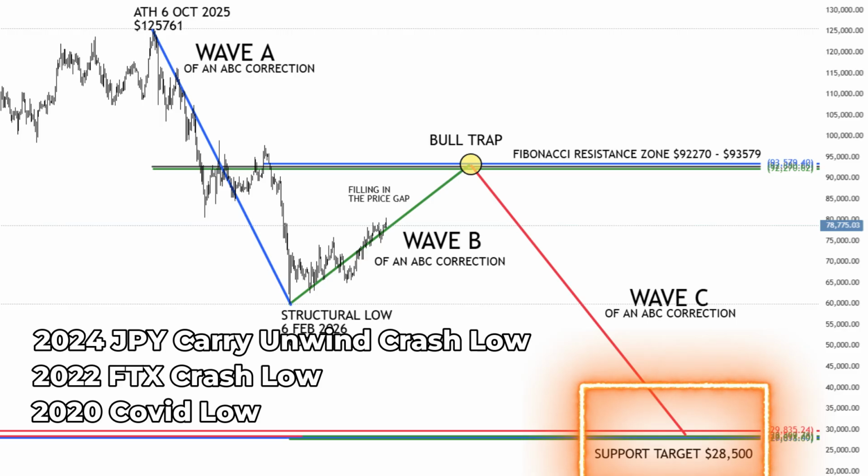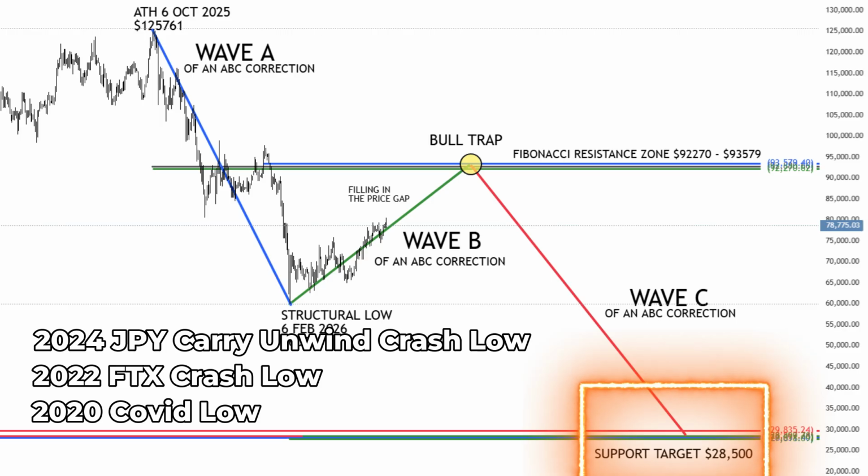When you run Fibonacci analysis across all 3 turning points, they converge on a tight cluster between $27,818 and $29,835, just under $30,000. That is not a coincidence. That is the market leaving its fingerprints across time.